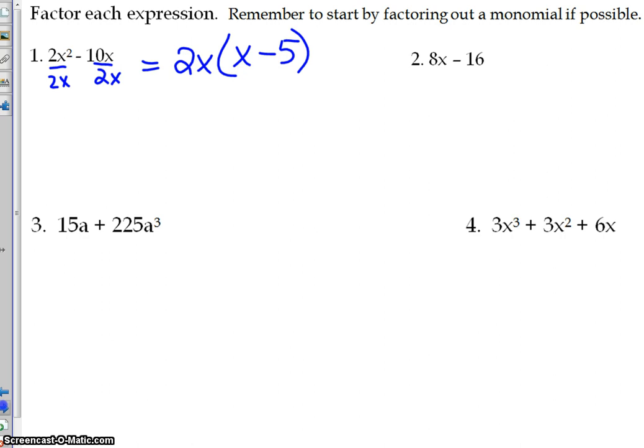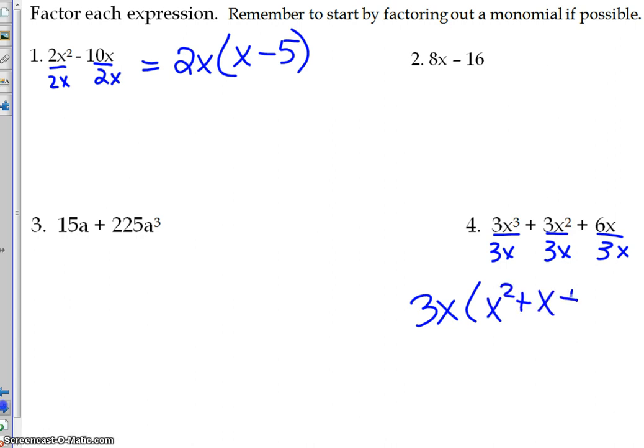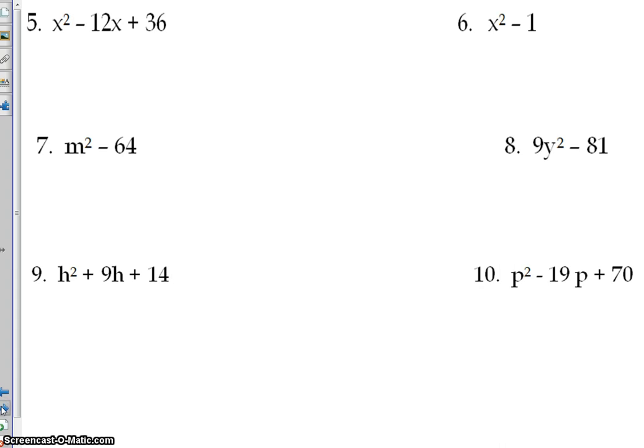Let's look here at 4. Let's look at 4 real quick. When I look at all of these, they're all divisible by a 3 and an x. So I factor out the 3x. What's left is x squared plus x plus 2. And then I can say to myself, is there anything else that can be factored? In fact, there's not.